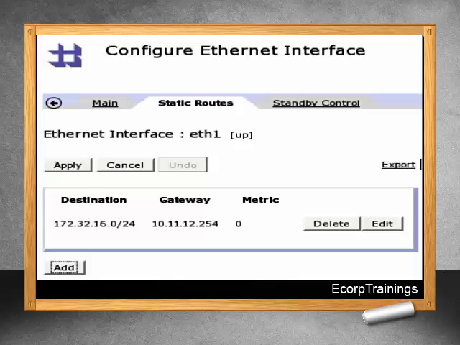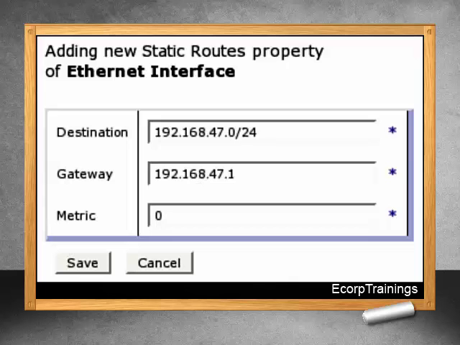If you do need to add a static route, click the Add button. On the screen that appears, type in the destination with subnet mask, either in CIDR format or as dotted quads separated by a space. Also supply the gateway for each static route for this interface.